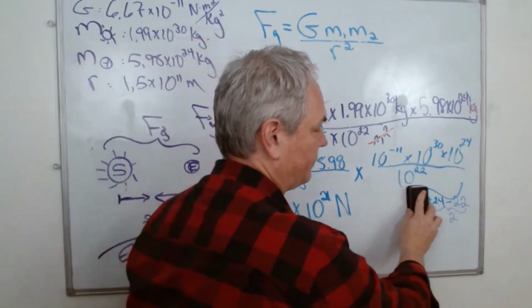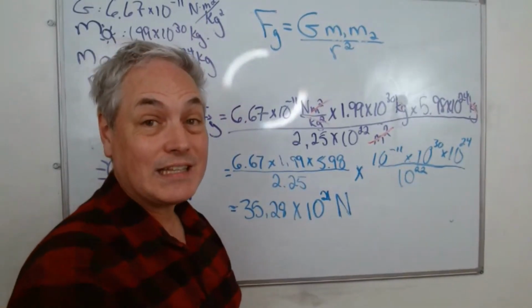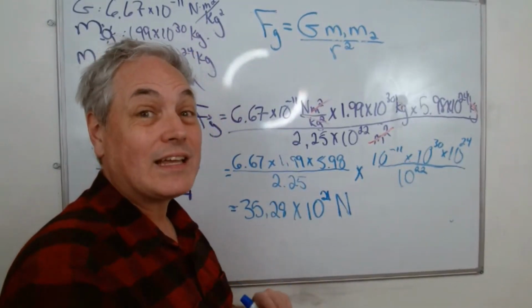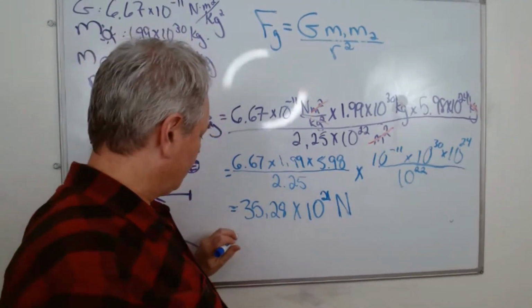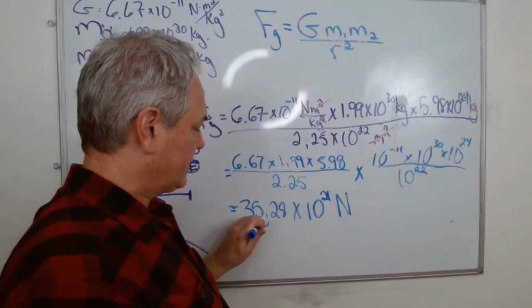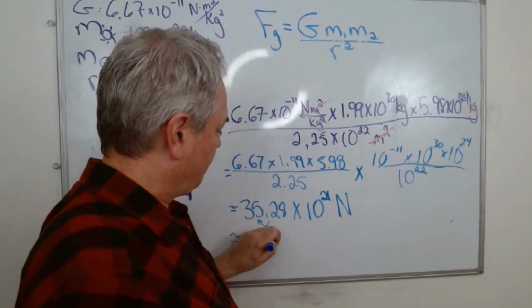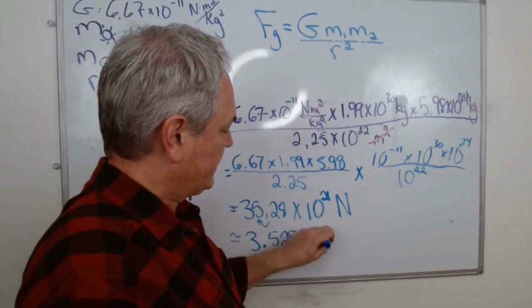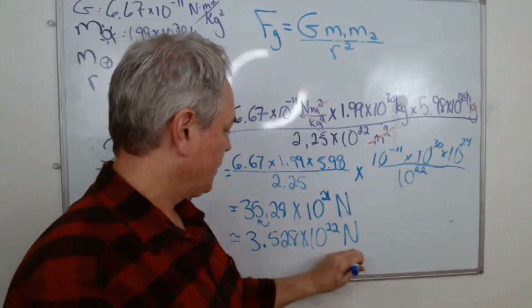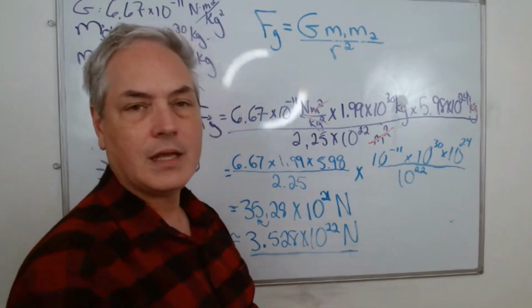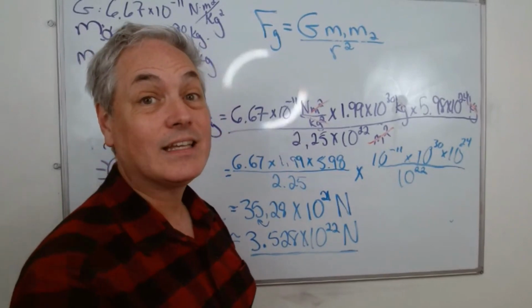Now, interestingly enough, if I look at my number here, I have 35. When you have scientific numbers or scientific notation, we want a number between 1 and 9.9. And therefore, I'm going to take this decimal point and move it this way. So I have 3.528 times 10. I'm going to add 1 here, newtons. So this is the gravitational force here between the sun and the earth.